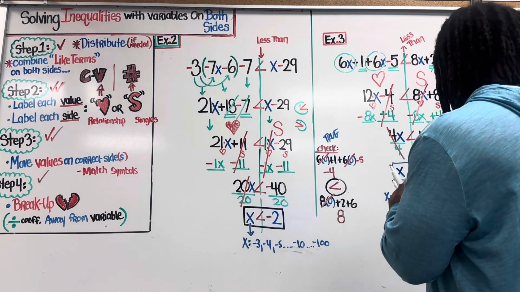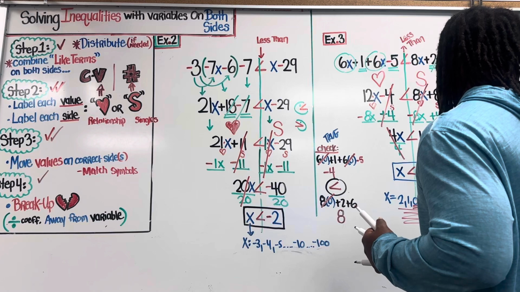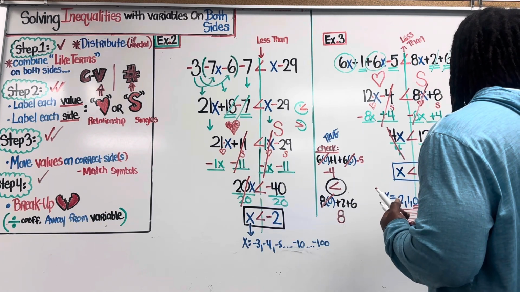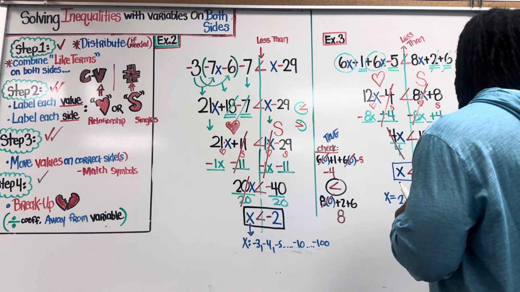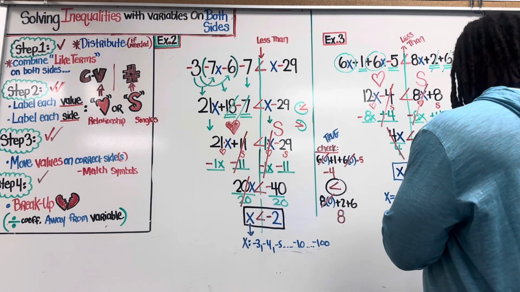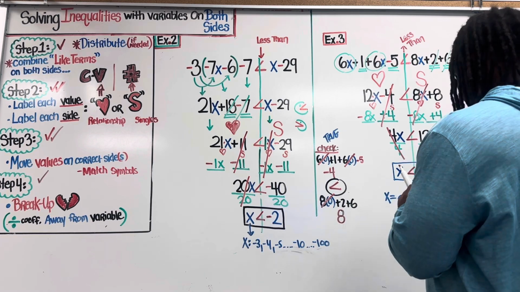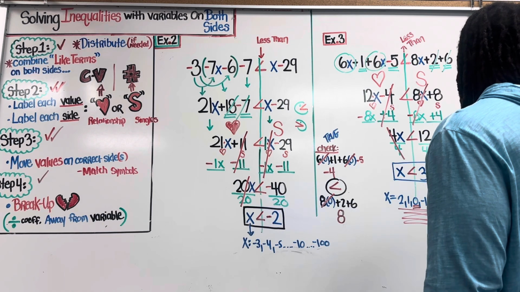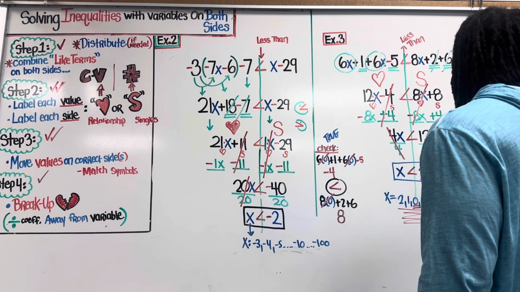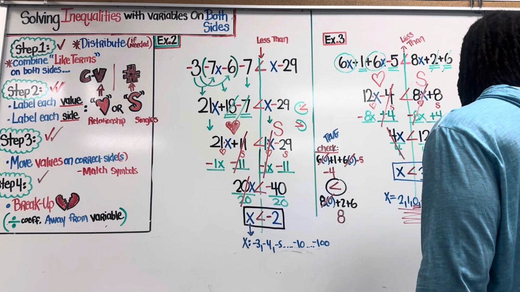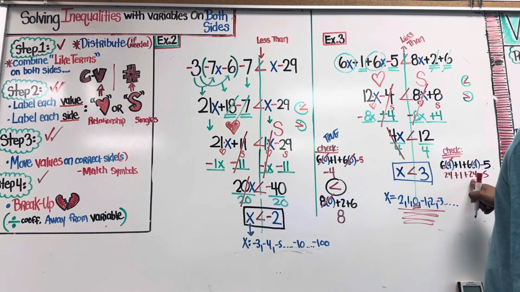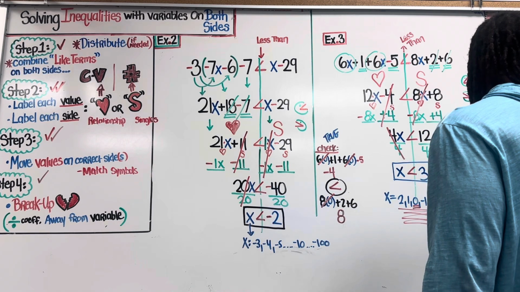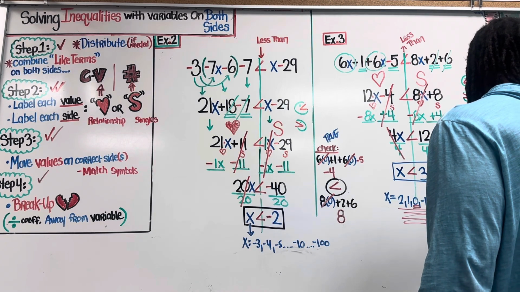So I have 6 times x, which is 4. I'm picking 4 as a value that's greater than 3. So 6 times 4 plus 1 plus 6 times 4 minus 5, right? Order of operations, we multiply first before we add or subtract. All right, 6 times 4 is 24. So I have 24 plus 1 plus 24 minus 5. 24 plus 1 is 25. 25 plus 24 is 49. And then 49 minus 5 is 44.